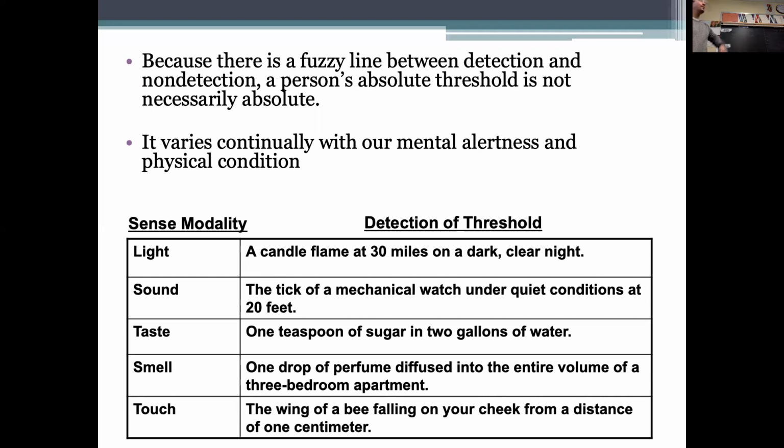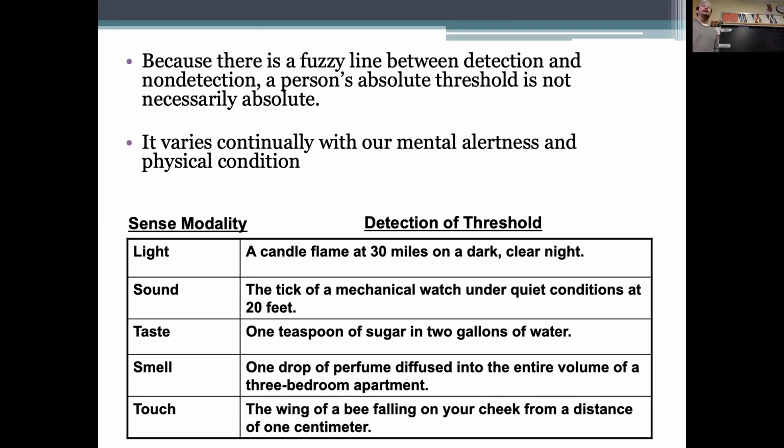So light, a candle flame at 30 miles on a dark, clear night. 30 miles, a candlelight. I don't know about that. Maybe Paul Revere back in the day could see it, right? What is it? One by water, two by, I don't know what it was. Can't remember. Ask Mr. Henninger, he'll know. Raven, do you remember it? What's that? Yeah, I just didn't really focus much on the revolution, I guess.